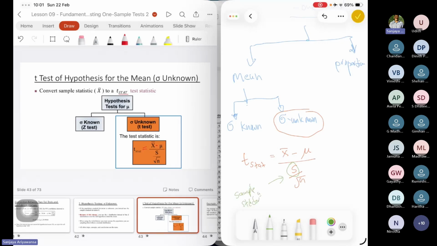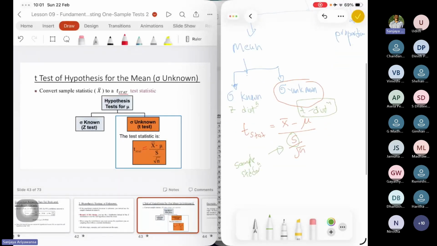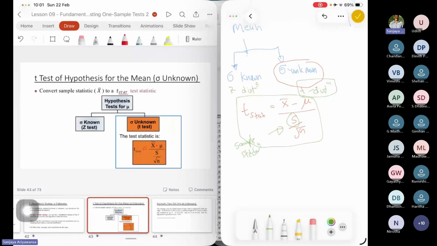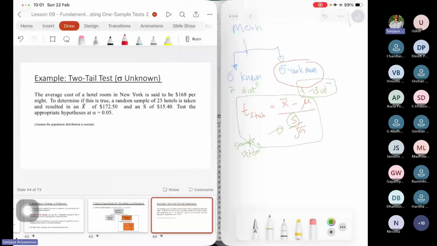Right. So now we moved from the Z distribution, which we did before, to what? To the T distribution. So when sigma is unknown, we go to the T distribution. Make sure that you look at the correct distribution table. Right. So let's look at an example.